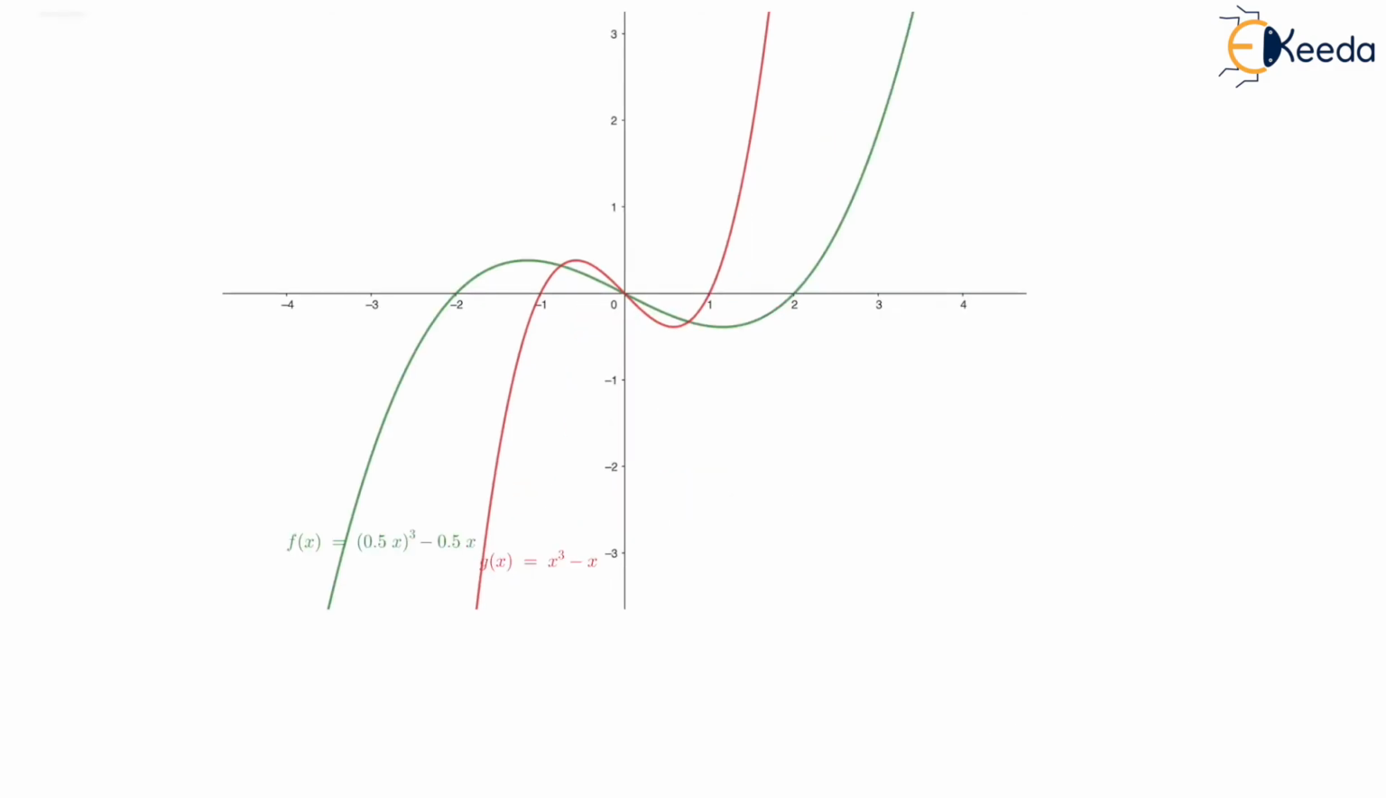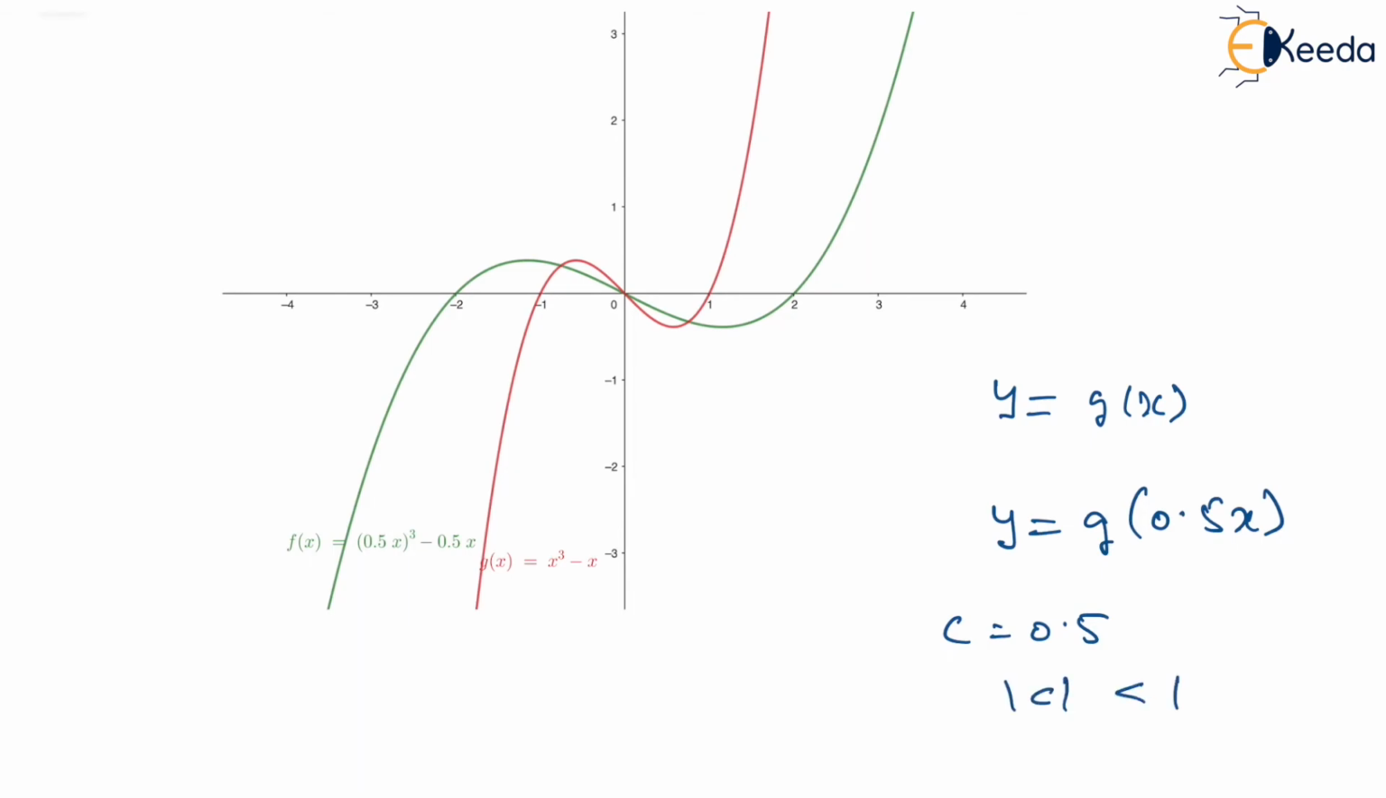Now in this case we will see that with the initial graph x cube minus x, we have changed it to 0.5 x whole cube minus 0.5 times of x. So in that case we can say that initial graph, which was y equal to g of x, has changed to y equal to g of 0.5 times of x. And of course the c equal to 0.5 is having mod value less than 1, and in that case we'll see a stretching in the nature of the graph, and that will be horizontal. So we can see that the roots are changing in this case. That is the easiest way to see that the graph has stretched.